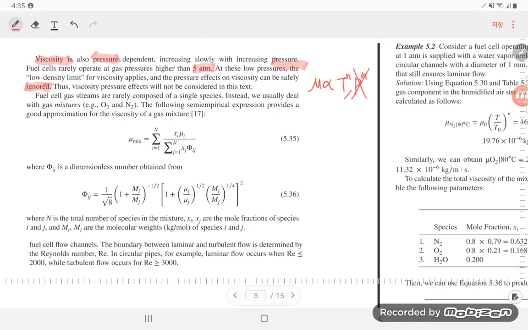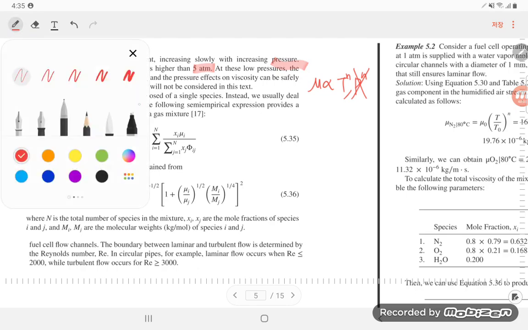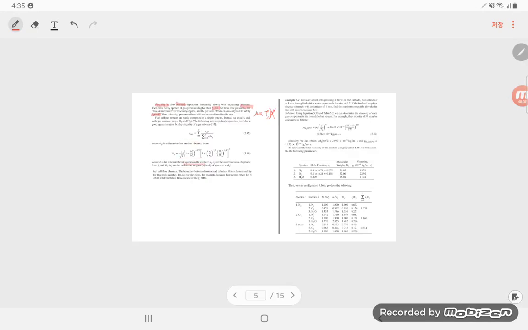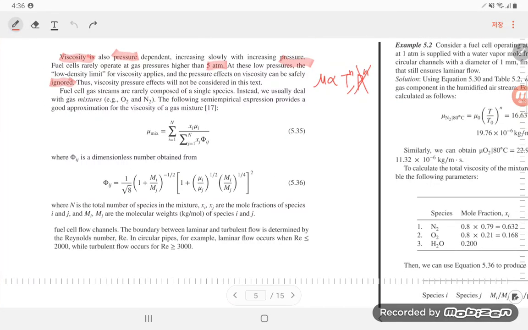Fuel gas streams are rarely composed of single species. Instead, we usually deal with a gas mixture. It is very important. We use the gas mixture, oxygen and nitrogen gas. The following semi-empirical expression provides a good approximation for the viscosity of gas mixtures.